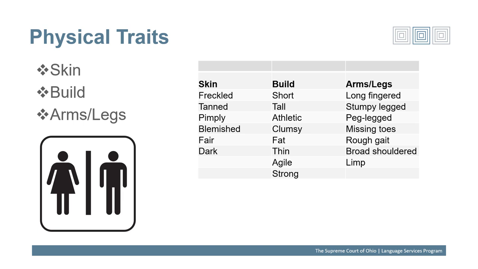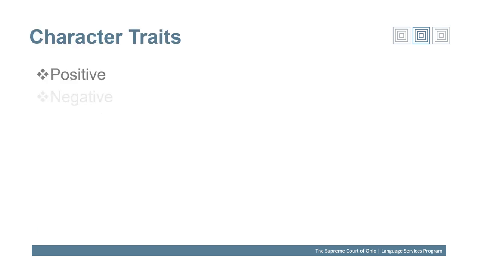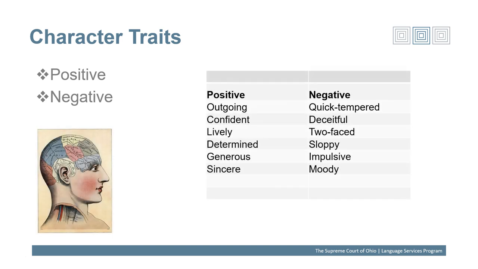Now, if we're going to talk about character traits, here's a sampling of commonly heard character traits that could be used with a positive or a negative bias. If you want to use a positive look on it, you could say the person is outgoing, is confident, is lively, determined, generous, sincere. And if you talk about it on the negative side, you could say the person is quick-tempered, deceitful, two-faced, sloppy, impulsive, moody.